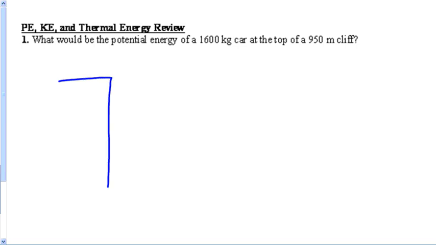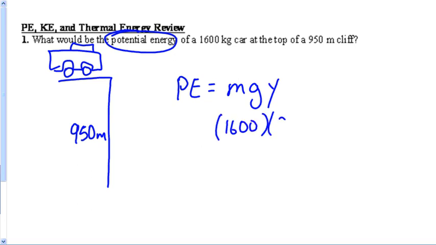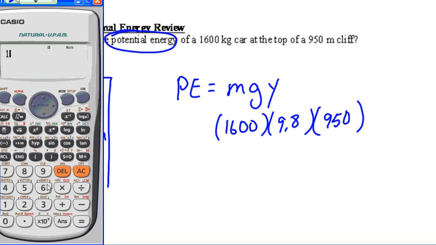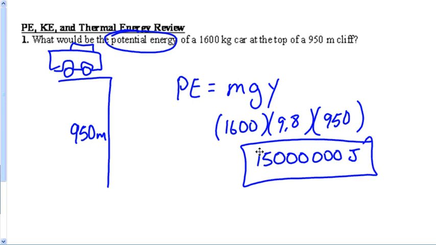Here we've got a cliff, and there's a car sitting up on top of it. It tells me that the cliff is 950 meters tall, and it just asks, what is the potential energy? Since this is on the cliff, I'm gonna write equals mgy, and that would just be 1600 times 9.8 times 950. And if I had a calculator handy, I would, oh wait, I do have a calculator handy. Let's see, that'd be 1600 times 9.8 times 950. And so my answer is, good googly goo, that's like 15 million joules. So there is my answer to number one.